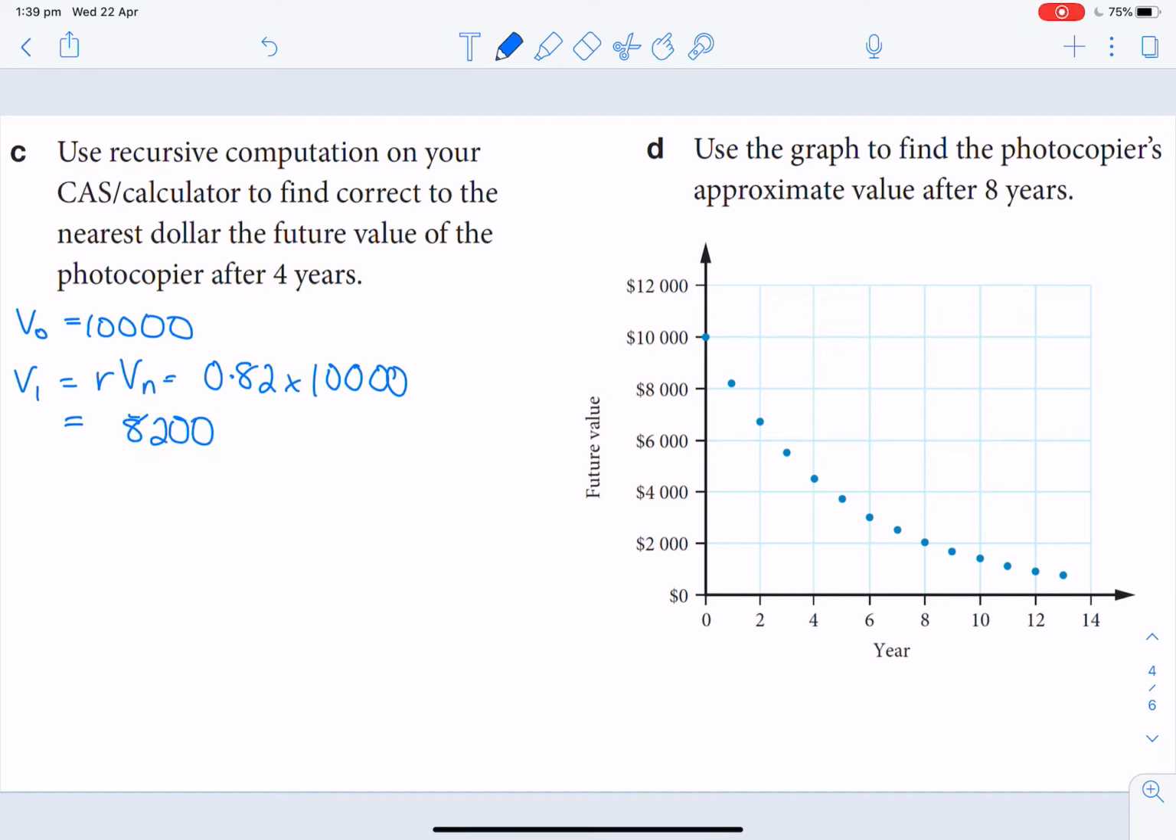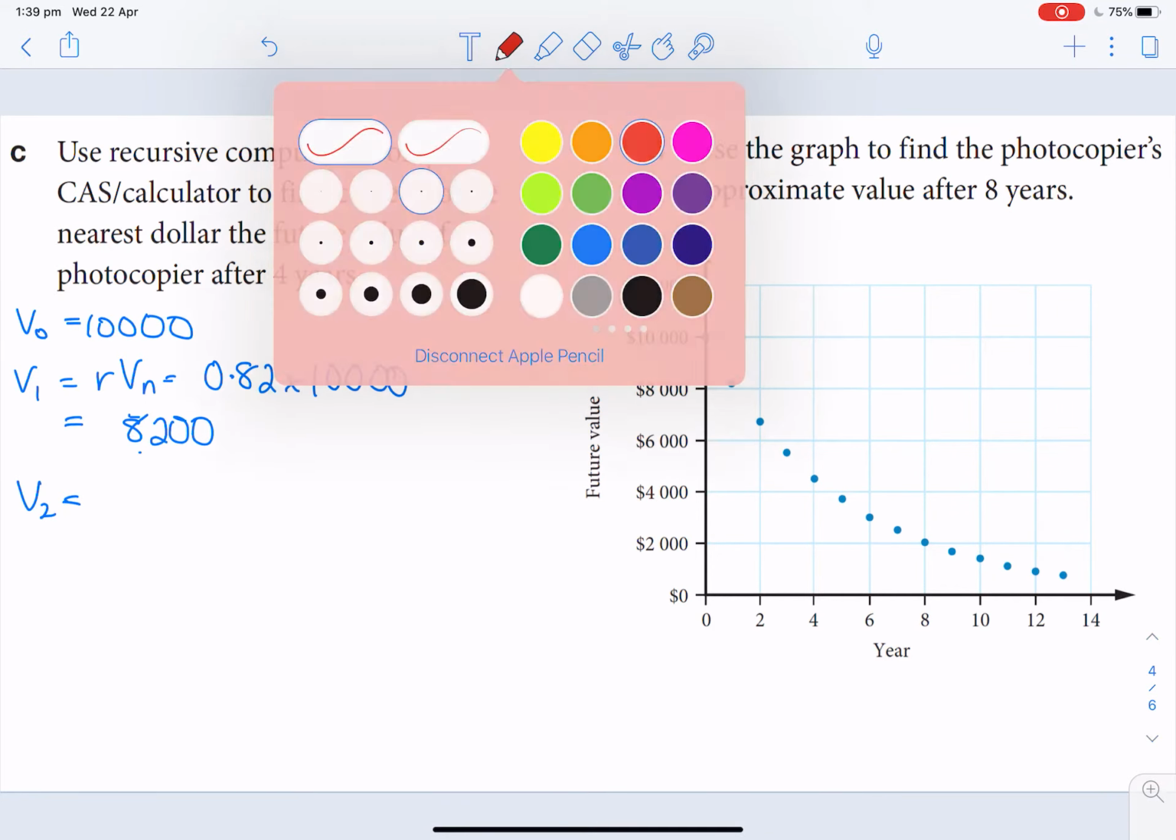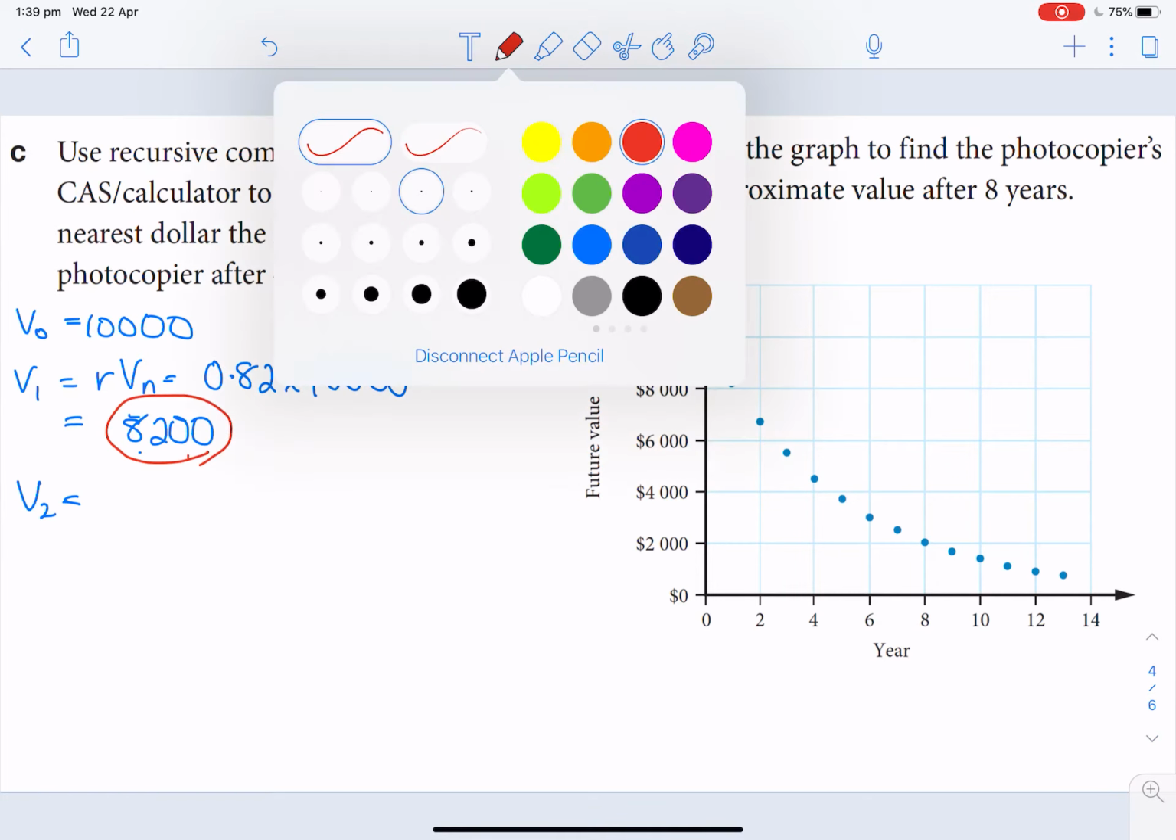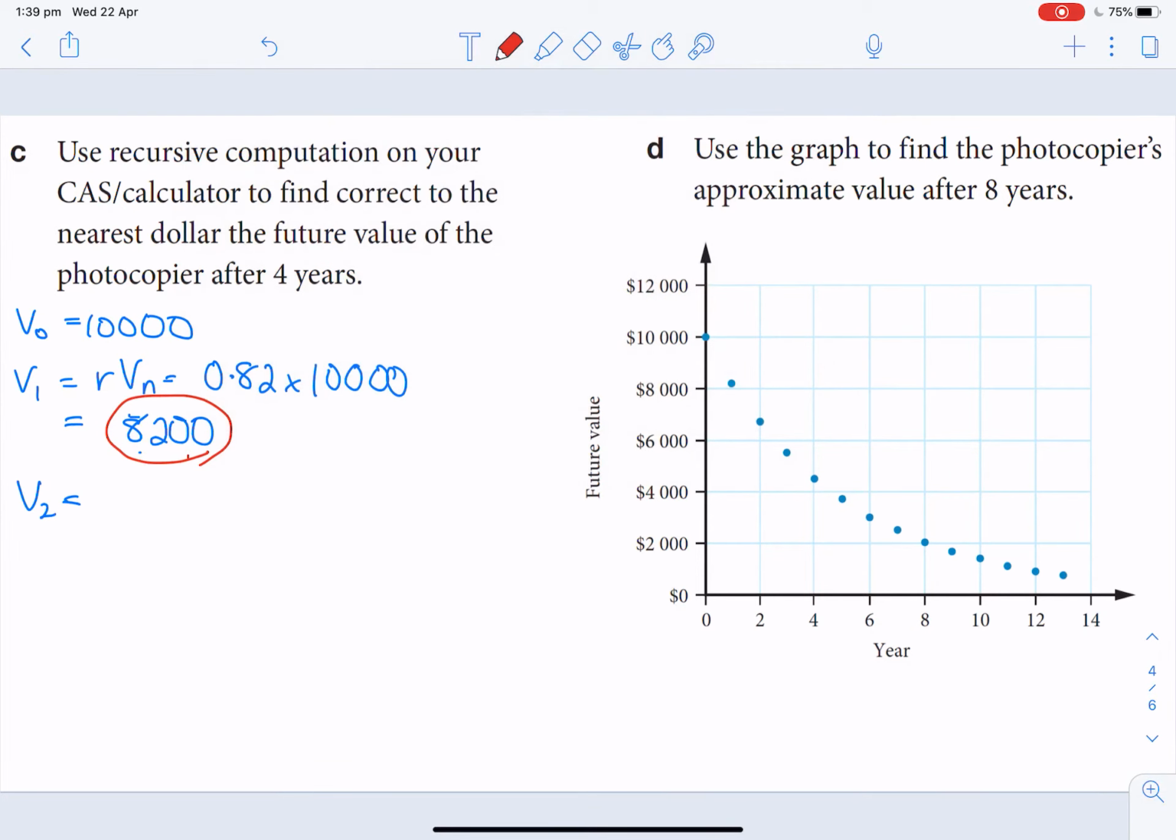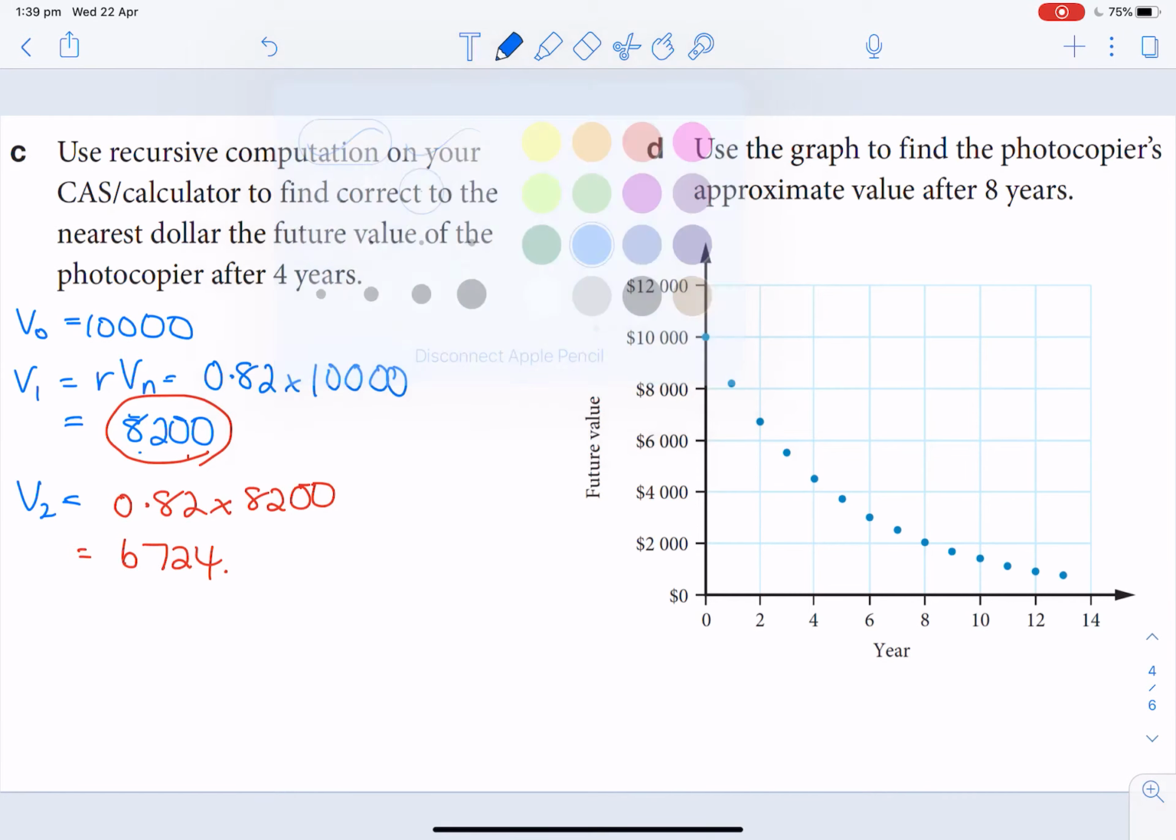Equals $8,200. Now, when I'm calculating V2, I then have to use my 8,200 because that's now my preceding value. So I do my 0.82 times 8,200, which gives me 6,724. Go back to blue. I'm not liking red.